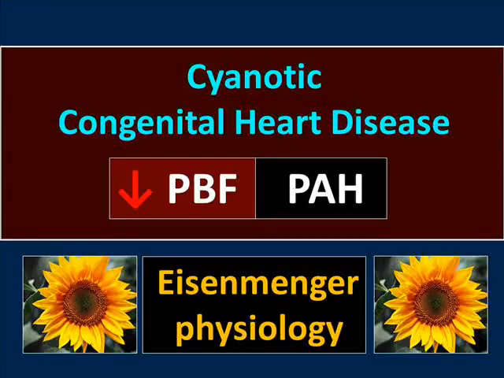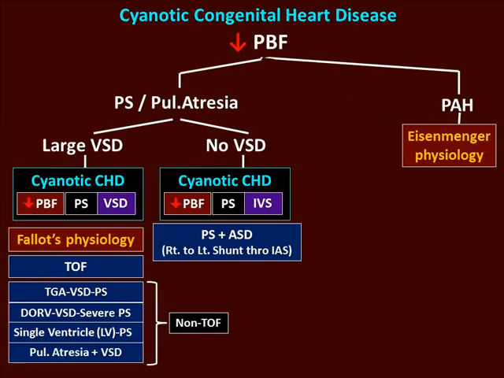So to recapitulate, we are dealing with cyanotic heart disease with decreased pulmonary blood flow. Part A, we have finished Fallot's physiology, and in the same group, you have decreased pulmonary blood flow due to pulmonary artery hypertension, which is referred to as Eisenmenger physiology.